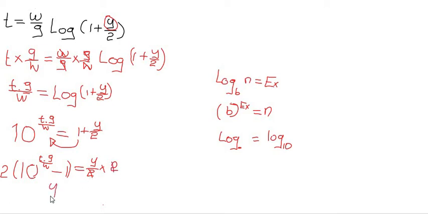Therefore, y will be equal to 10 to the power of t times g all over w, minus 1, close bracket, times 2. This will be our solution.